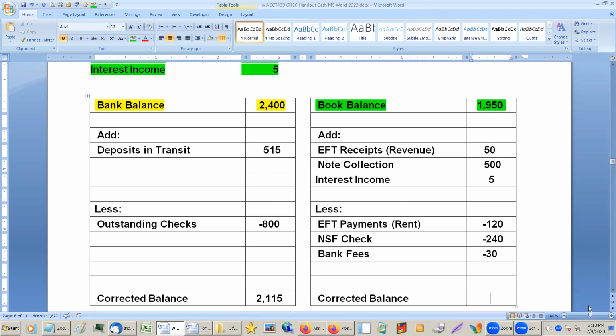It's going to be 2150 on both sides. So this will be the corrected balance. These two sides should be equal, because there really is only one corrected balance.